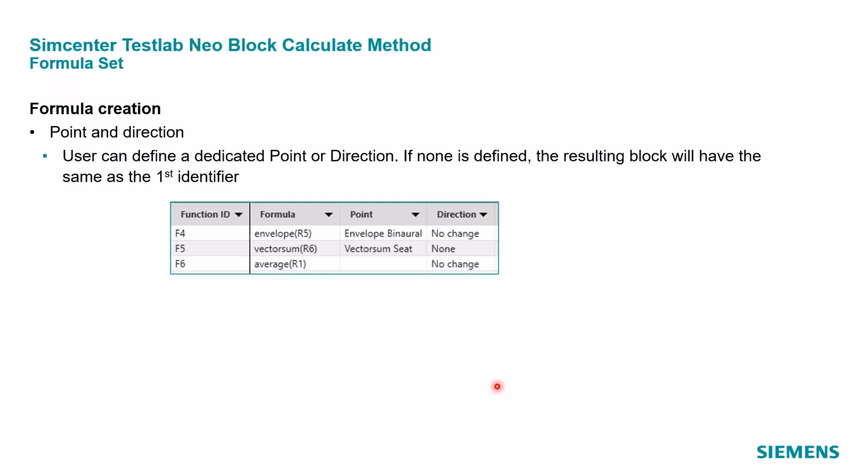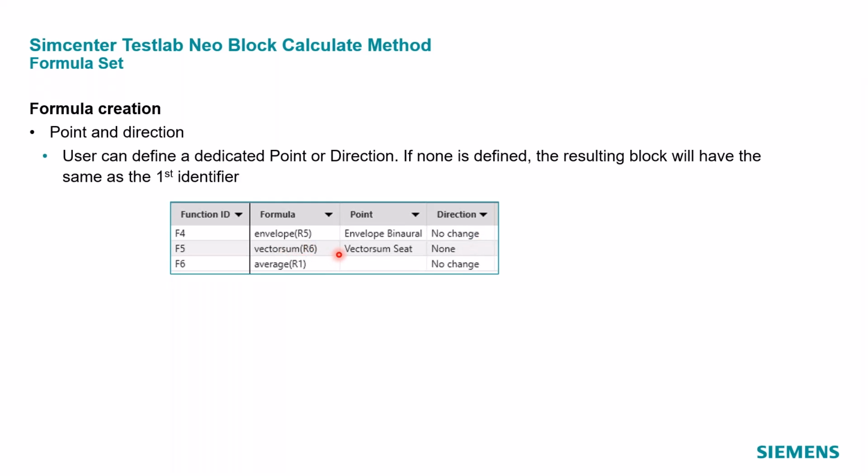Points and directions. The user can define a dedicated point ID or direction. If none is defined, the resulting block will have the same as the first identifier. So here, for example, we're calculating the envelope of R5, and I'm changing the name to be envelope binaural, and I'm not going to change the direction. So whatever the direction is on the original data, it's going to keep that direction.